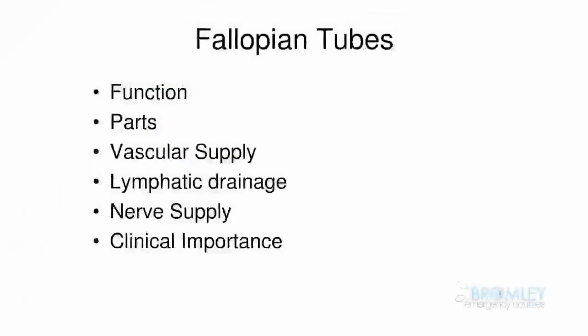So in terms of the function, the main function of the uterine tubes is to assist in the transfer and transport of the ovum from the ovary to the uterus. What are the parts? It's got 4 parts. One is the fimbriae, which are finger-like ciliated projections which capture the ovum from the surface of the ovary.